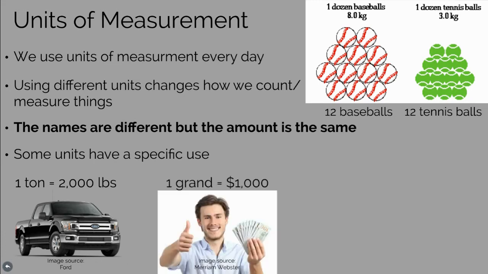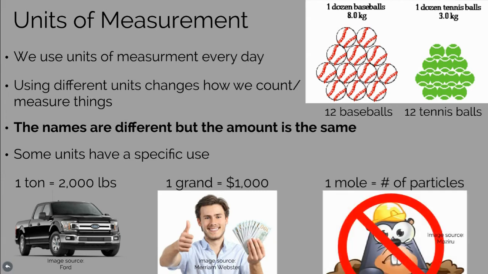Also, if we're talking about money, we can use the term grand, and 1 grand is just $1,000. So if you come to me and tell me that you won a contest and the prize was 5 grand, well, right away, I know that you can lend me some money. I know you got a little bit to spare. And now when it comes to chemistry, when we're talking about moles, we're not talking about mammals.